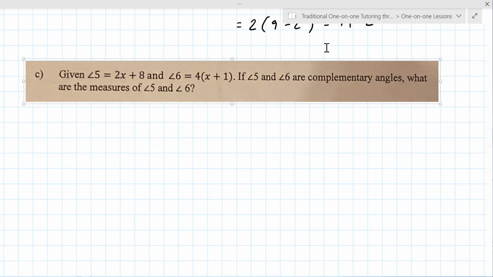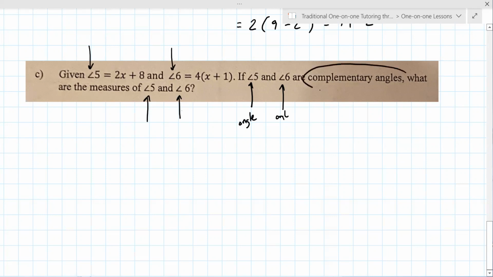Given angle 5 equals 2x plus 8 and angle 6 equals 4 times (x plus 1). If angles 5 and 6 are complementary angles, what are the measures of angles 5 and 6? So this symbol right here means angle.